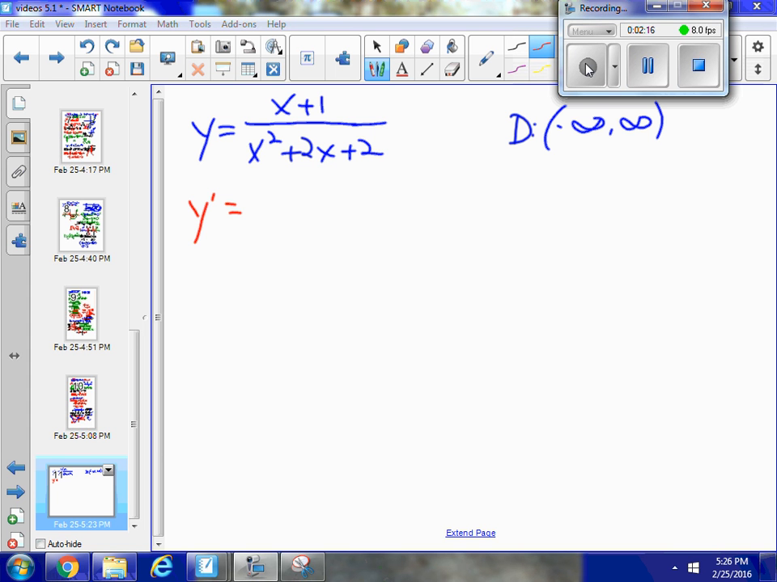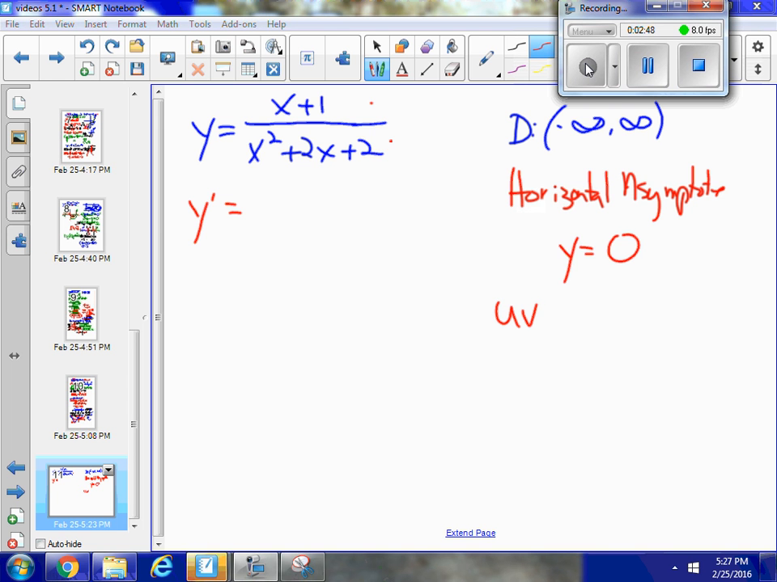This is a rational function, and it is a proper rational function. The highest power of the numerator is smaller than the highest power of the denominator, which means I'm going to have a horizontal asymptote at y equals 0, the x-axis. So that's an important thing to know, an important thing to remember. So to find y prime here, I'm going to have to use the quotient rule.